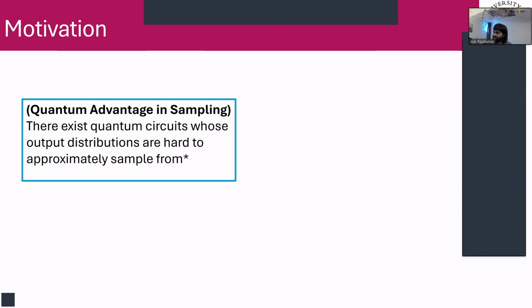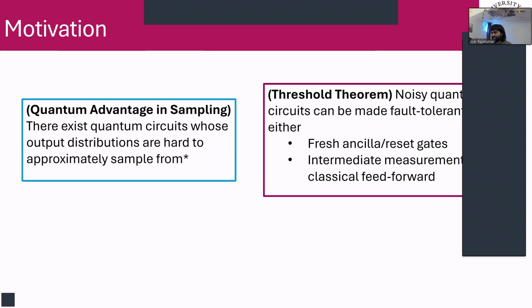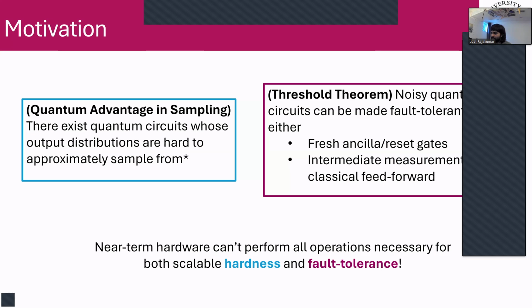Now, when you implement them, they're noisy, and there's a lot of things that may go wrong. But for that, there's actually this nice result, which is also old, that noisy quantum circuits can be made fault tolerant given either fresh ancilla or reset gates, and intermediate measurement and classical feed forward. So you kind of have these two results that tell you that you can demonstrate quantum advantage with a quantum circuit, and then it can be made robust. But the problem is that near-term hardware can't do both of these things simultaneously. It doesn't have the operations necessary for both. And this is sort of what we call this era, but that can be made more formal.